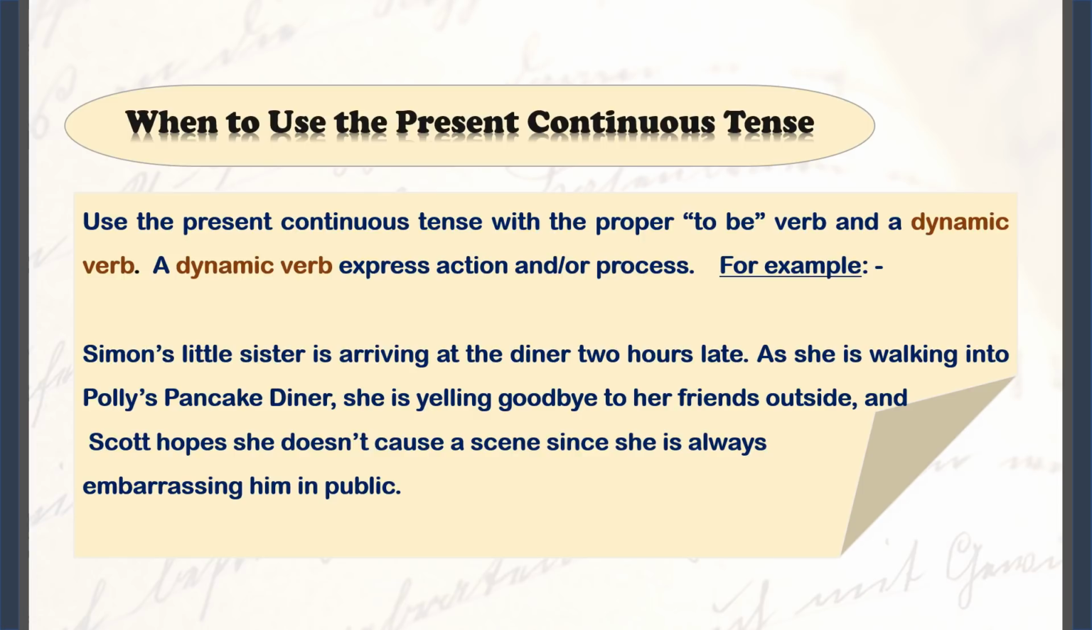For example, Simon's little sister is arriving at the dinner 2 hours late. As she is walking into Polly's pancake dinner, she is yelling goodbye to her friends outside. And Scott hopes she doesn't cause a scene since she is always embarrassing him in public.